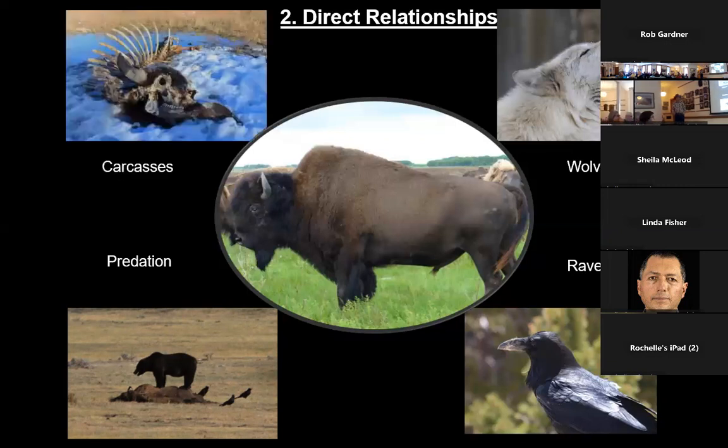And of course, one last one, there are carcasses on the landscape. Historically, with 30 million bison, even at an average mortality rate of 2 to 3%, that's literally tens of thousands of carcasses on the landscape every single year. And they contribute this massive pulse of nutrients into the ecosystem. And it's not happening anymore.